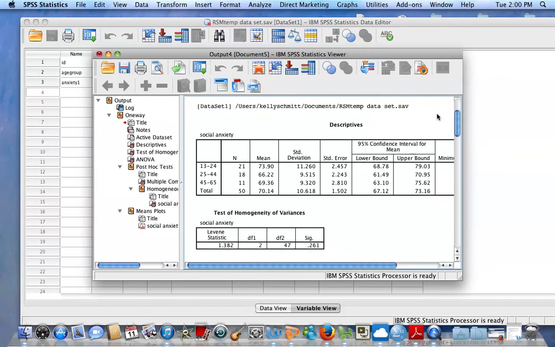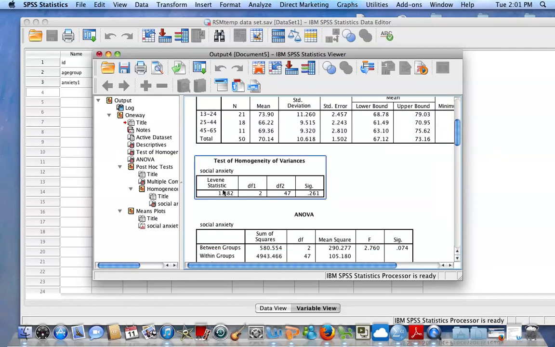Okay, so the first thing we see is our means, and this is probably the most important thing because, again, we're looking at differences between means in the different groups. We see that teenagers have the highest mean anxiety scores of 74. Young adults are quite low at 66, and middle adults, maybe they have more stress, are slightly higher, in between at 69.